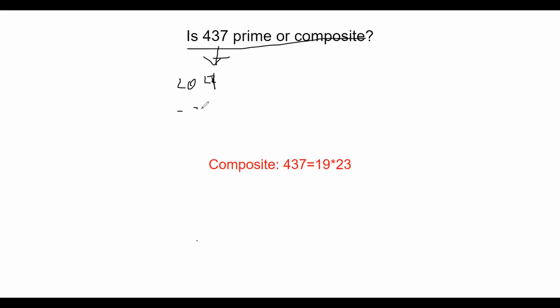So essentially you just test 2, 3, 5, 7, 11, 13, 17, and 19. And of course, the last one works like that.